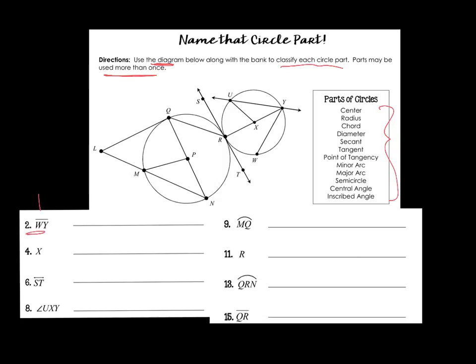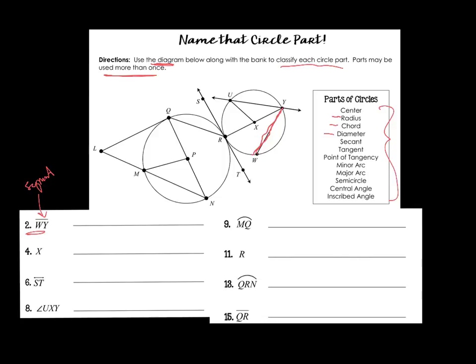Number 2 shows us that this is a segment, right? That's segment notation. So I go look for segment WY, and here it is. And as far as segments are concerned, radius is a segment, chord is a segment, diameter is a segment. Those are the only segment options I have.